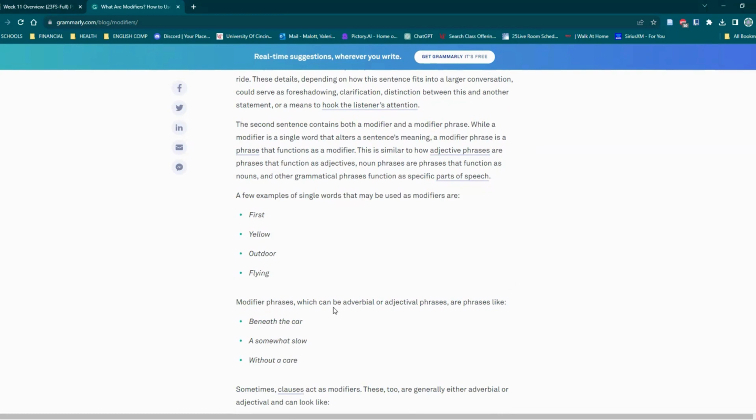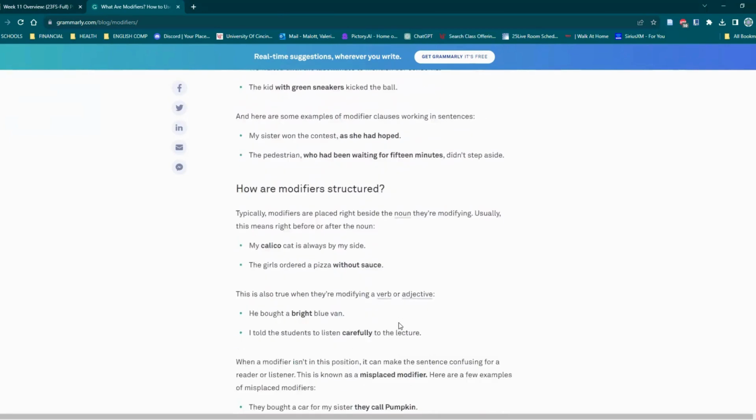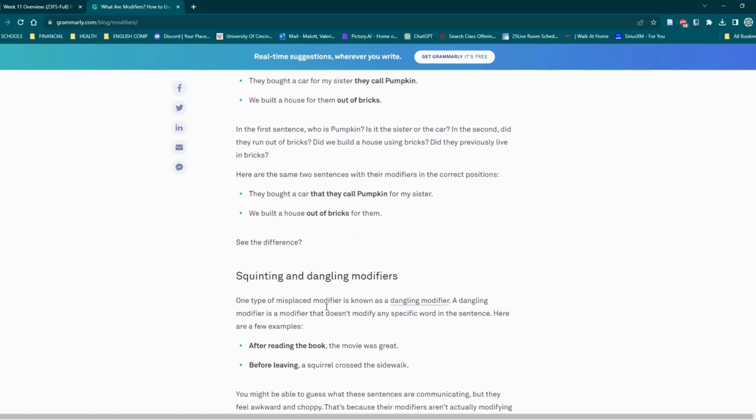So modifier phrases can be adverbial, that is describing verbs, or adjectival phrases. So phrases like "beneath the car," "a somewhat slow," "without a care." Just make sure that you read through all of the examples that are given here, especially paying attention to what's called squinting and dangling modifiers, because those are often misplaced modifiers that change the meaning of the sentence unintentionally, right? A couple of examples are "After reading the book, the movie was great."